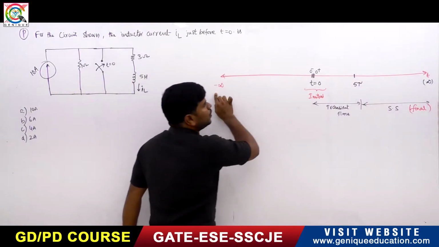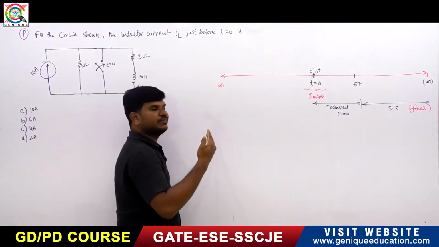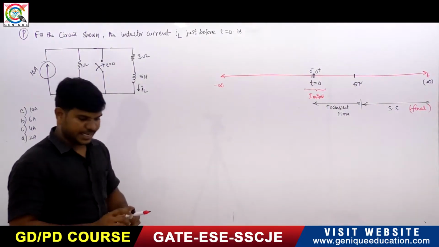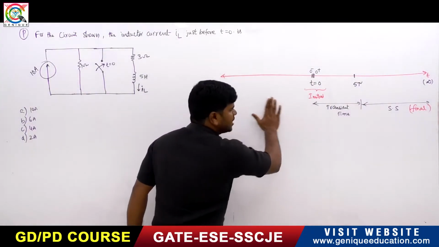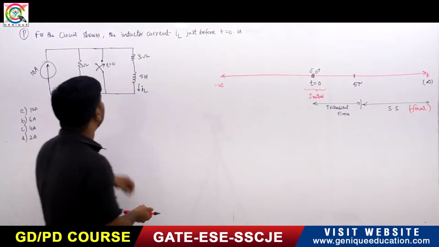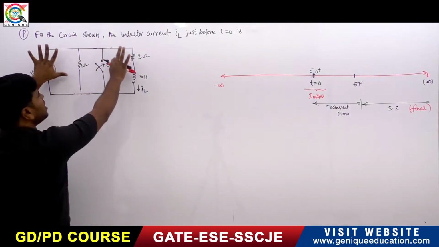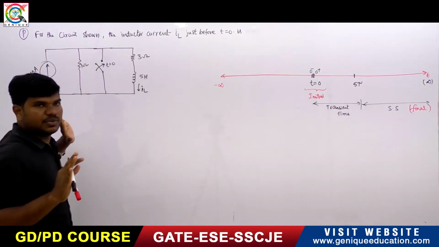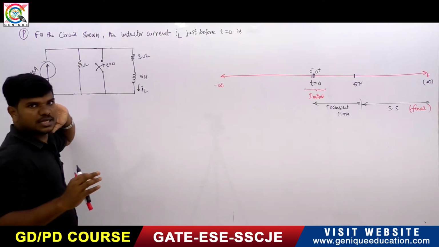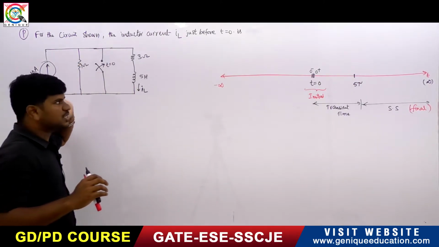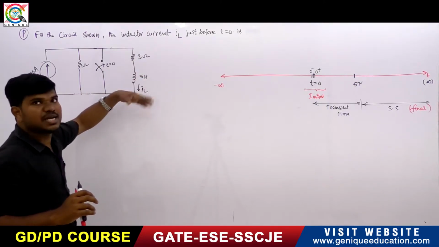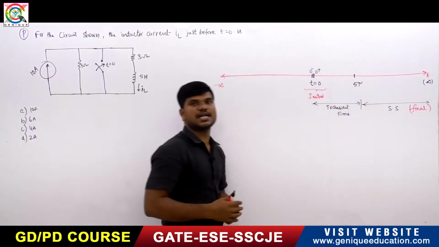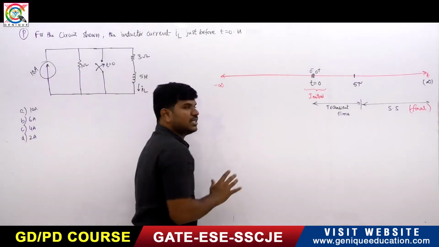And from minus infinity to just before switching is again called the steady state, because the circuit is not at all disturbed until the switching. Happily the circuit is kept as it is. But whenever a switching occurs, either closed or open, there is some disturbance in the circuit. That disturbance time from the switching is called the transient time, right? This is the thing you have to observe.